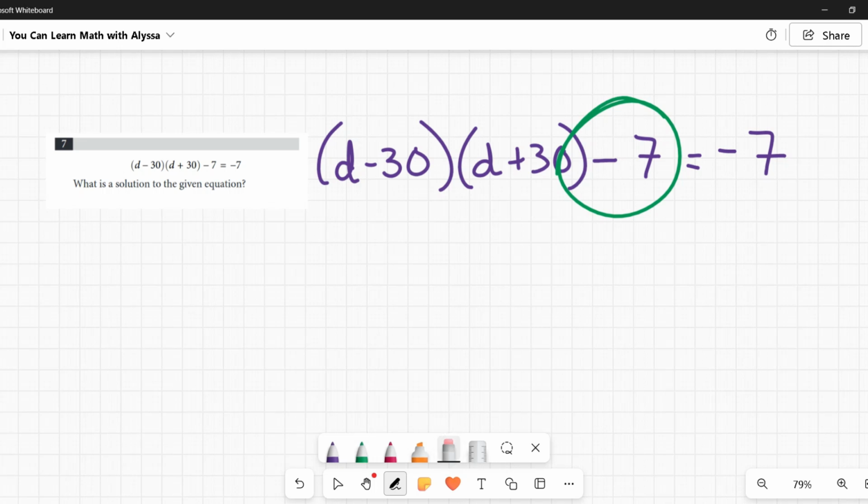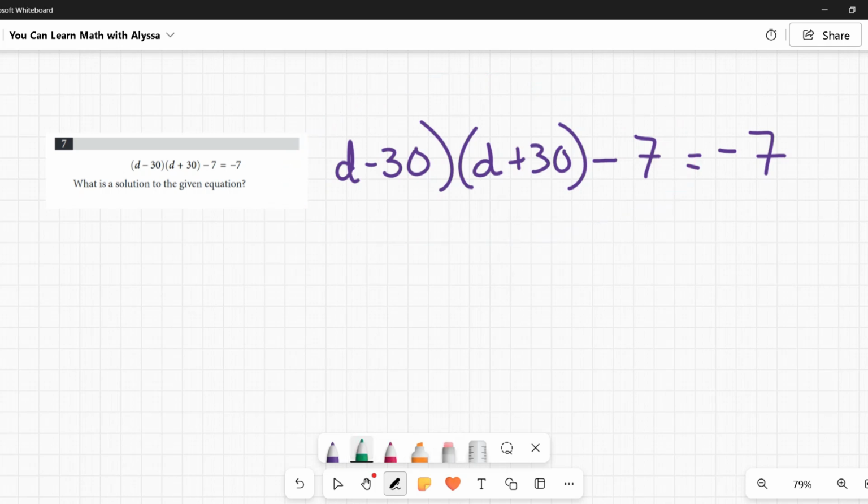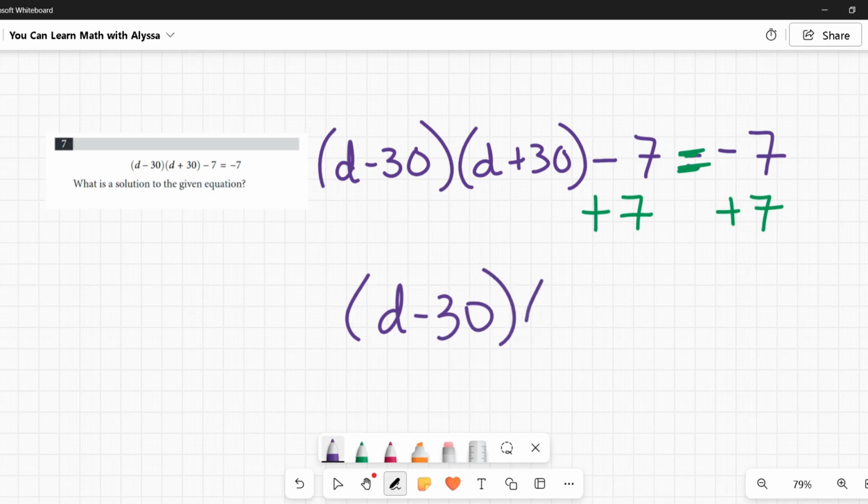What happens if I get rid of that 7 from the left side by doing the opposite? The opposite of subtracting 7 is adding 7. So I'm going to add 7 on both sides, because we have that equal sign in the middle, so we have to do it to both sides to keep it equal. On the left, I have (D − 30)(D + 30), and on the right, negative 7 plus 7 is 0. Ding, ding, ding. We've got our 0.